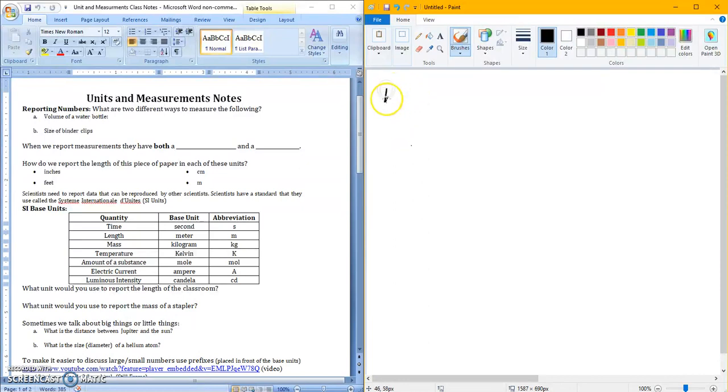Alright, so volume can be measured in many ways. We have cups, we have liters, we have milliliters, we have ounces, we have quarts, we have all sorts of different units for measuring. Size of a binder clip? A binder clip can be measured in centimeters, millimeters, meters, miles, inches, whatever. It has a ton of different ways to measure. We have a ton of different units to measure the length of an object.